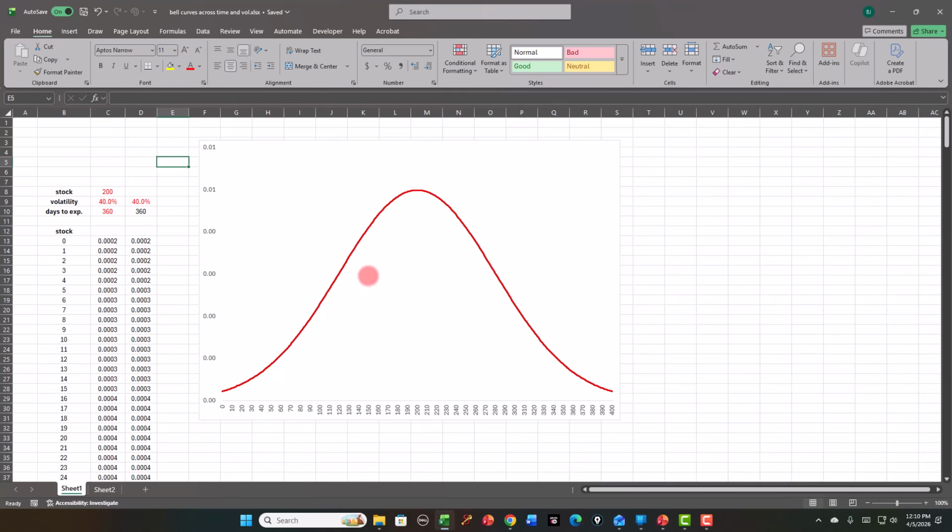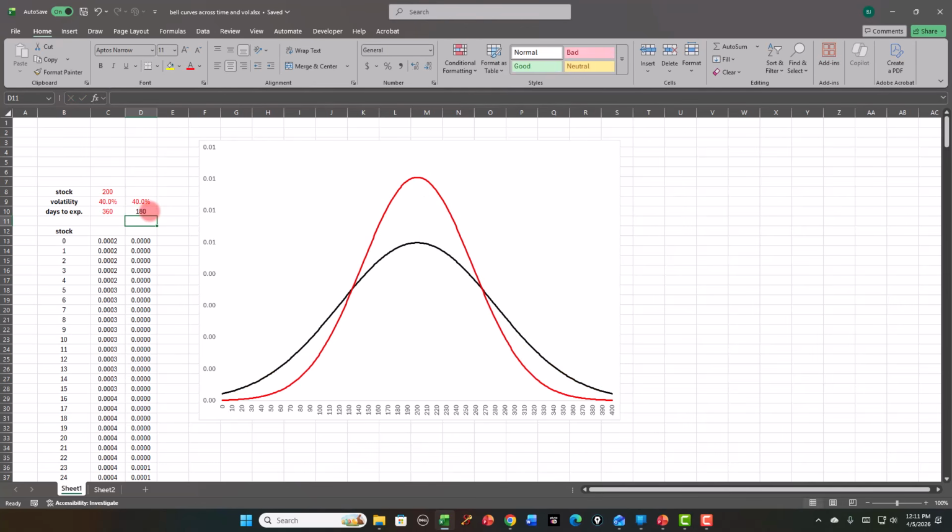But now, just like we saw in the coin game, what happens if time goes by? The market starts to resolve information. So let's say that 60 days has gone by and we have only 300 left. Let's make that 300 and watch what happens. Do you see how the curve has now compressed from the tails inward, exactly like we saw with the coin game? Let's make it 180 days. So we come down here to 180, and look at that.